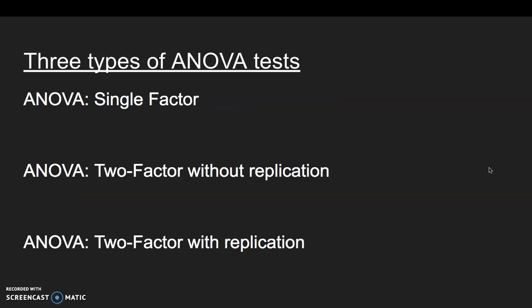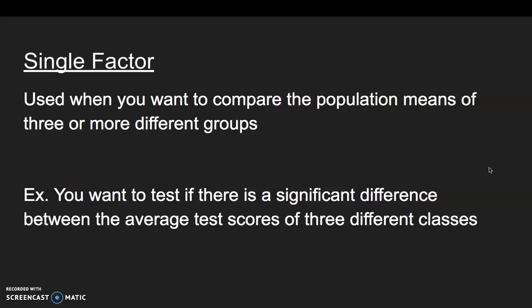There are 3 types of Anova tests. There's the Anova single factor, the Anova two-factor without replication, and the Anova two-factor with replication. The Anova single factor is going to be used when you want to compare the population means of 3 or more different groups. For example, you would use this test if you wanted to see if there was a significant difference between the average test scores of 3 different classes.